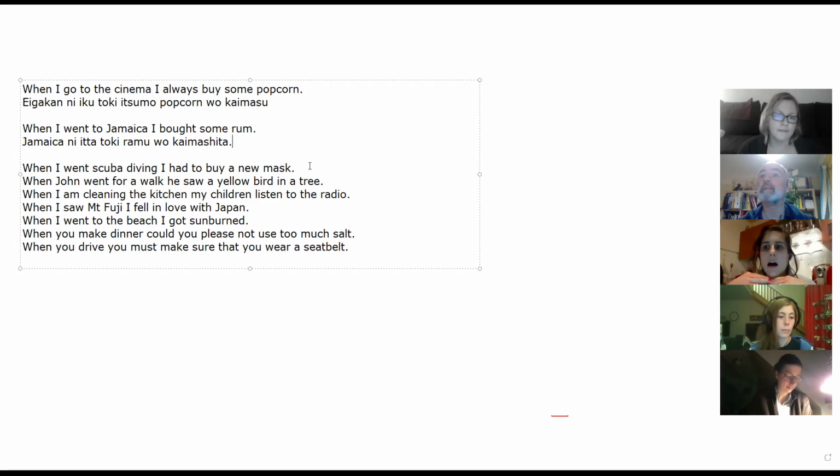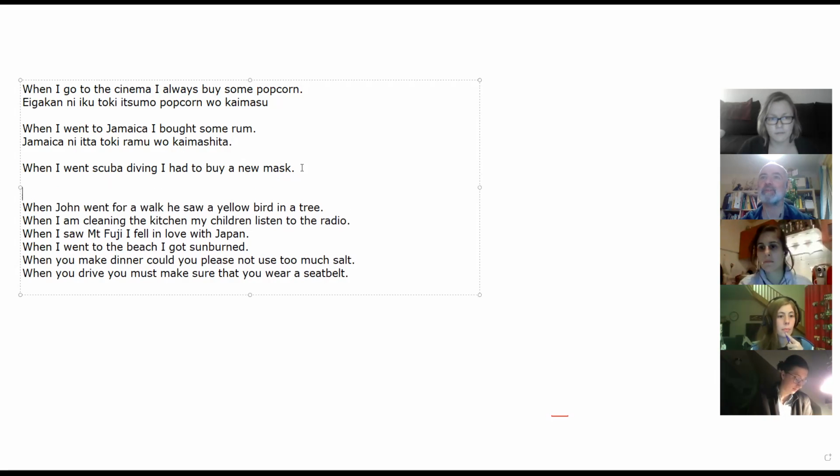I didn't put the "some." Some is a redundant expression in Japanese. You don't need to use it. If you wanted to say I bought a little bit, you could say sukoshi rum o kaimashita. But if you just said rum o kaimashita, this means I bought rum, which in English is the same as I bought some rum. This is a completely redundant word in English, to be honest.